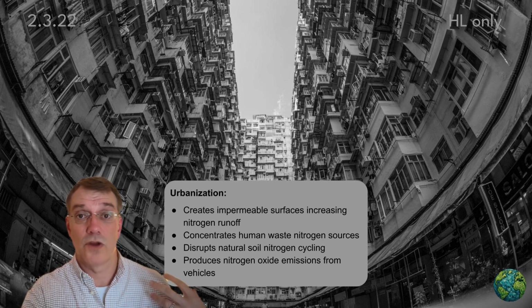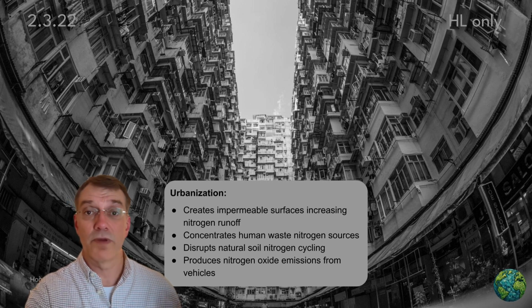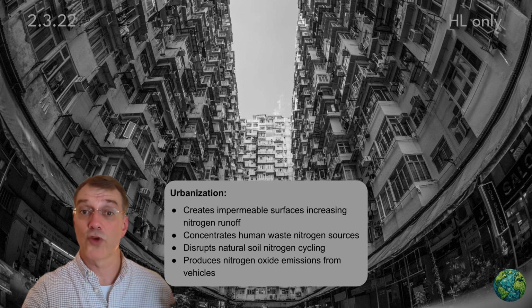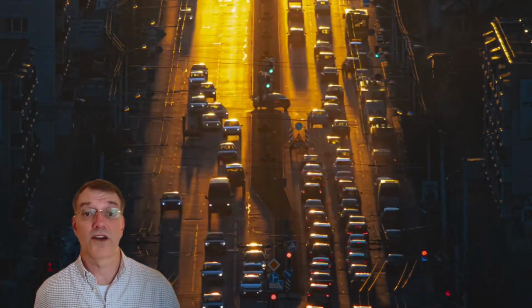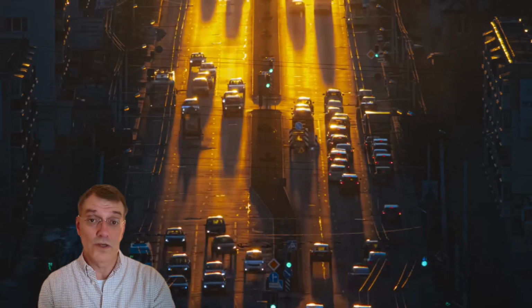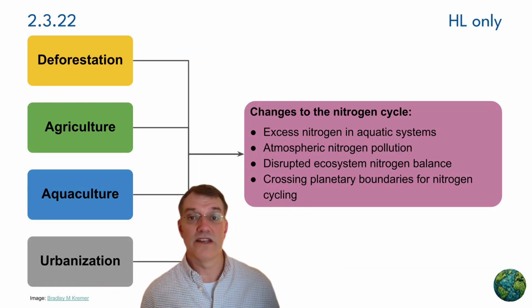Look at this picture. It's all concrete where nothing penetrates. And think of the number of people living in these buildings and the number of toilets they're flushing every single day. That's a lot of nitrogen concentrated in a very small space. Vehicle emissions also add nitrogen oxides to the atmosphere, and the sealing of soils prevents natural cycling processes. Combined, these human activities lead to significant changes in the nitrogen cycle.